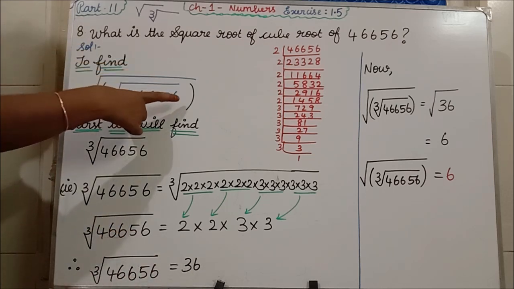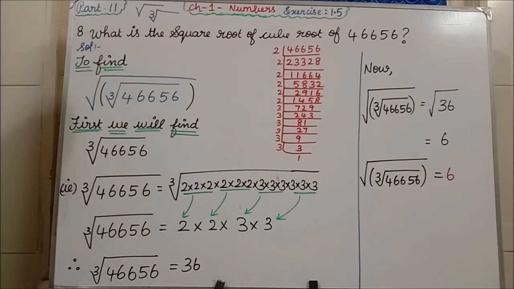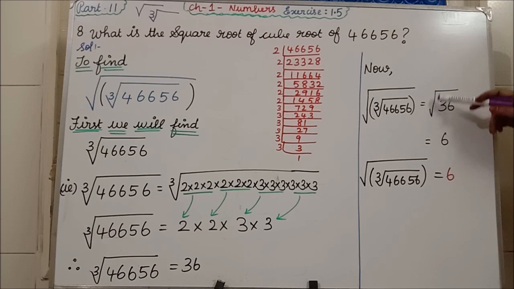Clear? Inside the bracket, we have got the value as 36. Now the square root of the cube root of 46,656 is equal to the square root. This square root I have written here.